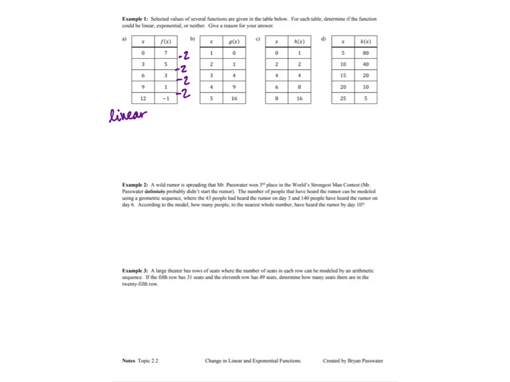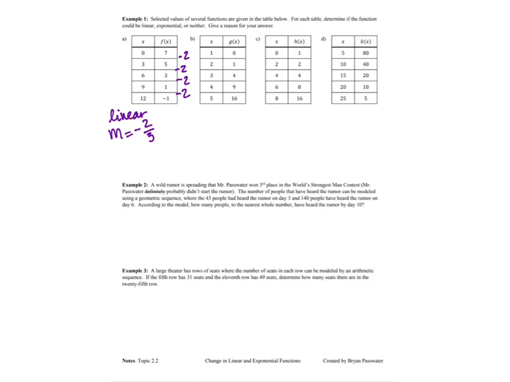It's arithmetic, not aromatic, but arithmetic. And what's the constant rate of change here? Okay. Constant rate of change, I would say for every 3 x's. So it's not negative 2 over 1. It would be negative 2 over 3. Something like that. Okay. All right, let's go on to part B.